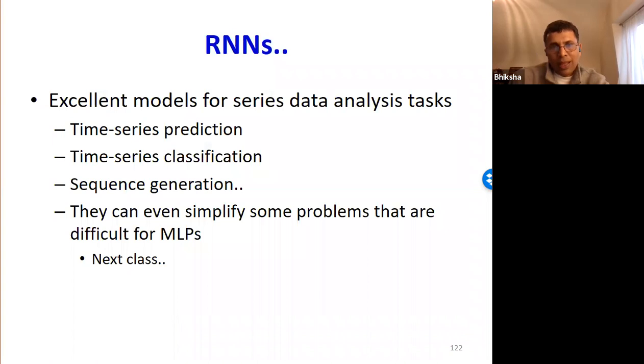So in closing, RNNs are great models for analyzing series data, where the analysis itself requires you to consider data which have strict temporal structure, or sequential structure, like in time series prediction, time series classification, sequence generation. And as it turns out, recurrent networks can even simplify some problems that are difficult for multi-layer perceptrons and make them feasible. And we will see more of this in the next class.